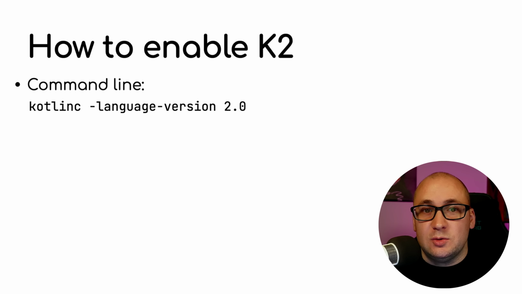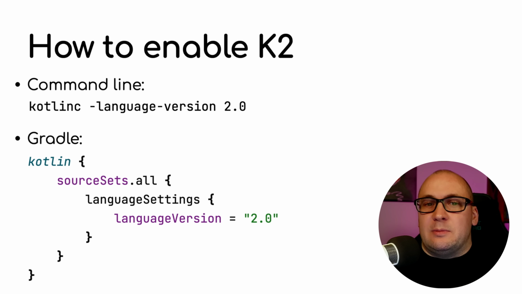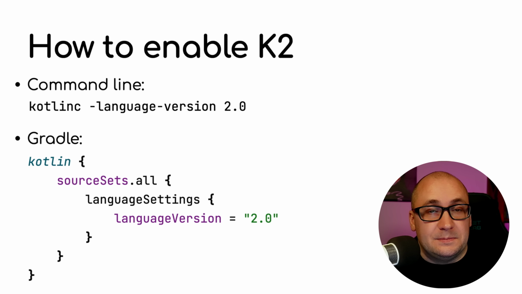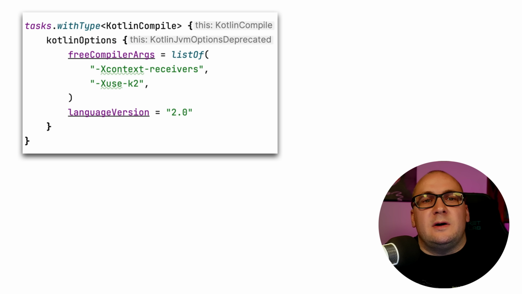To enable K2 compiler, you need to supply an extra configuration parameter to kotlinc. If for whatever reason you are compiling from command line, then just add the language version argument and you will be fine. And if you're like me and prefer Gradle KTS scripts for configuring the project, then this configuration snippet will do the trick.